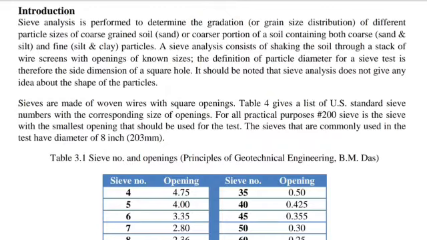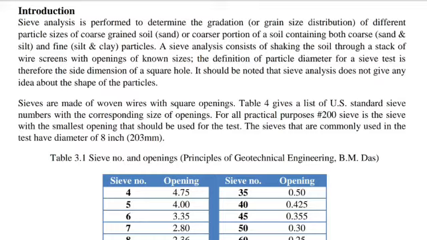Introduction. Sieve analysis is performed to determine the gradation or grain size distribution of different particle sizes of coarse grained soil, sand, or coarser portion of a soil containing both coarse sand and silt and fine silt and clay particles. A sieve analysis consists of shaking the soil through a stack of wire screens with openings of known sizes. The definition of particle diameter for a sieve test is therefore the side dimension of a square hole. It should be noted that sieve analysis does not give any idea about the shape of the particles.